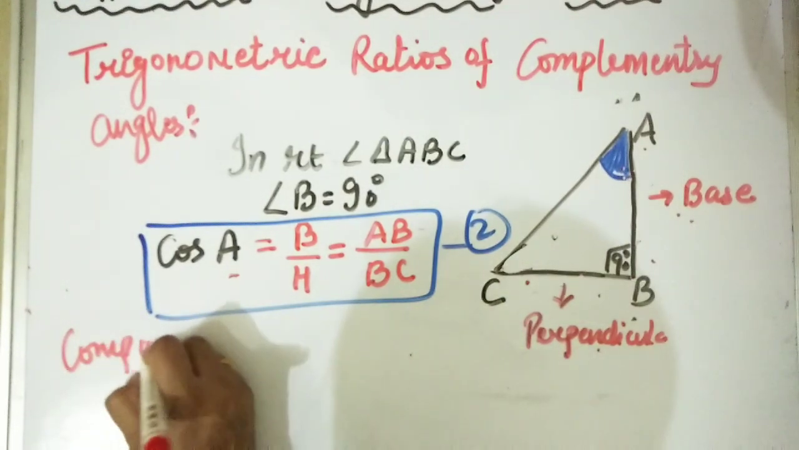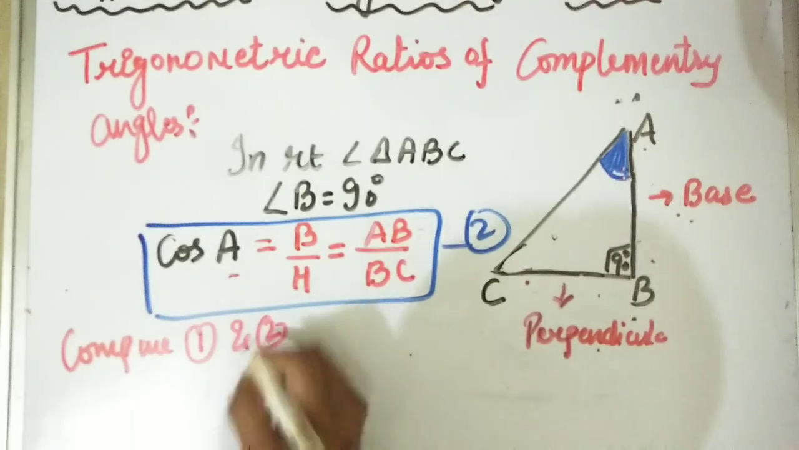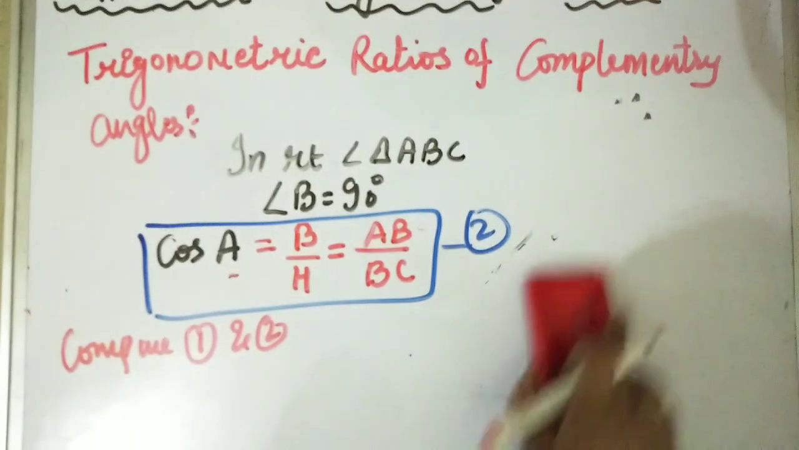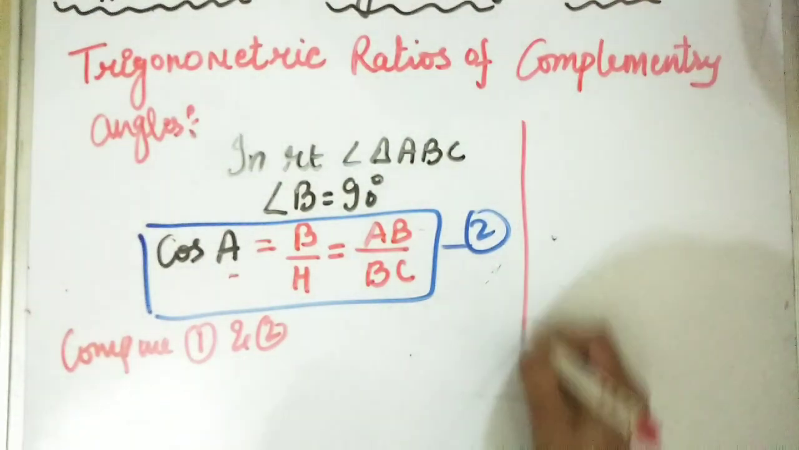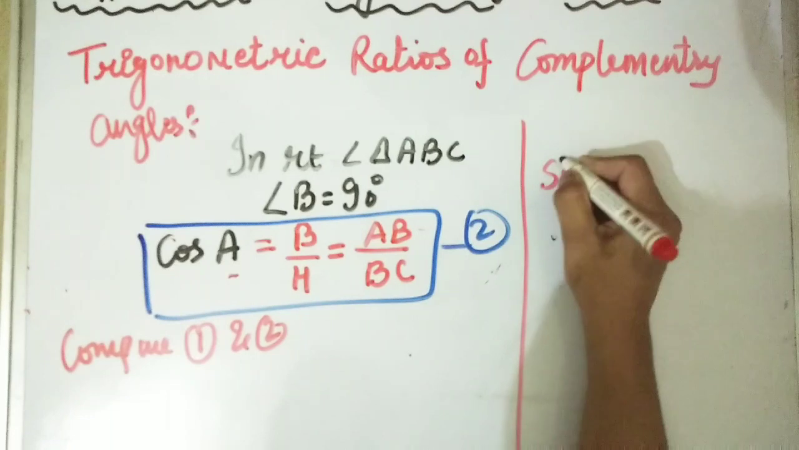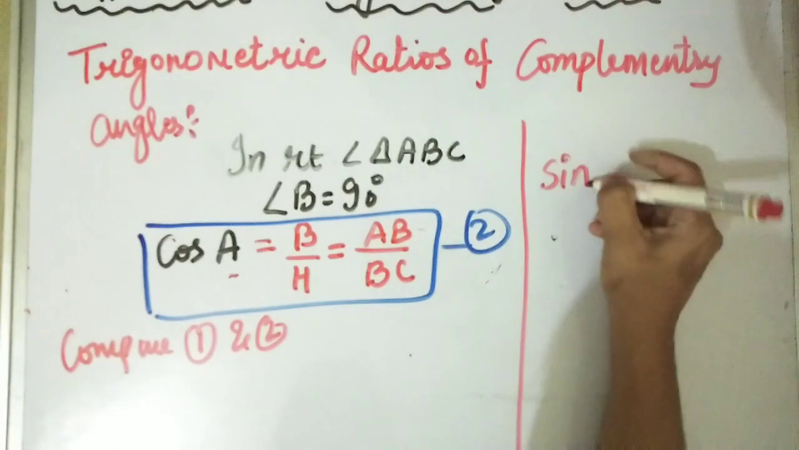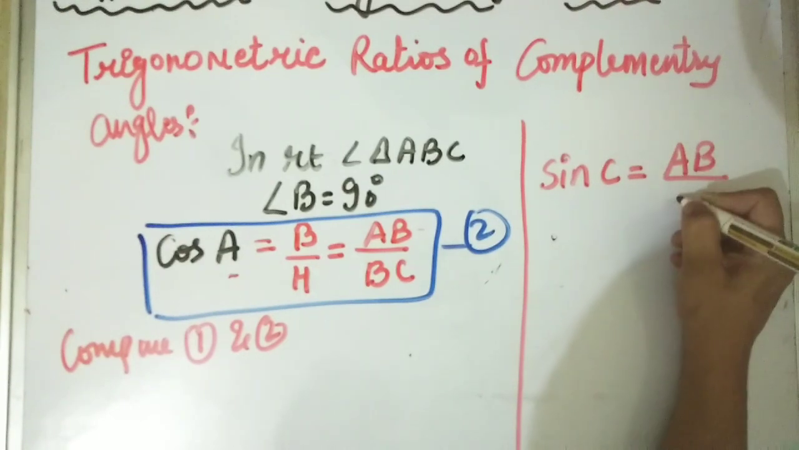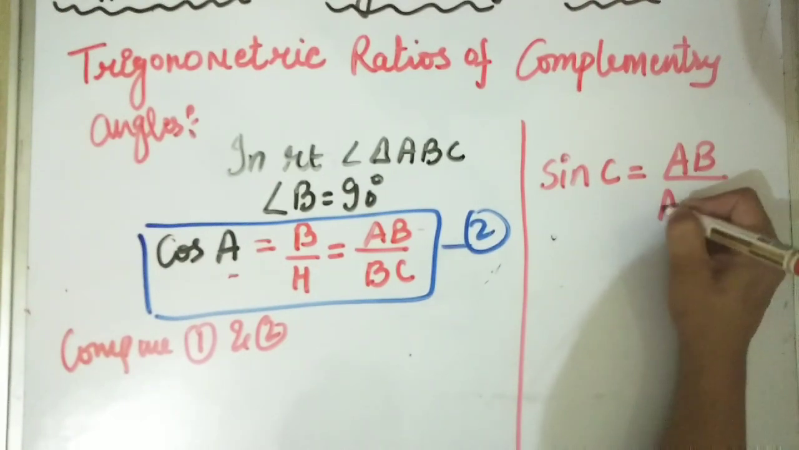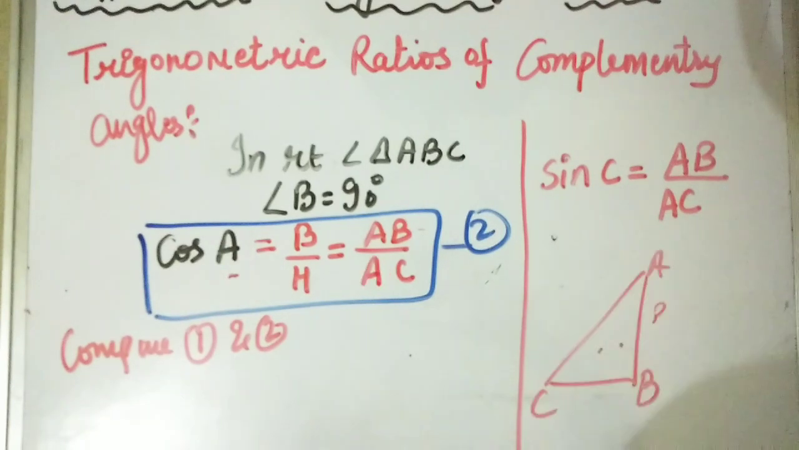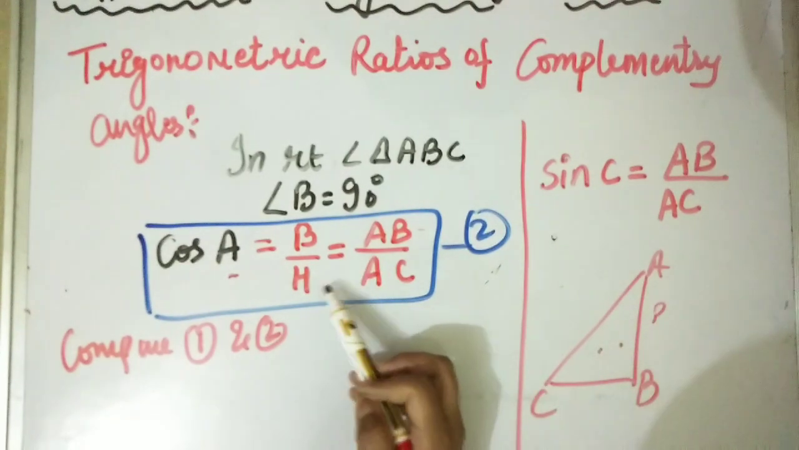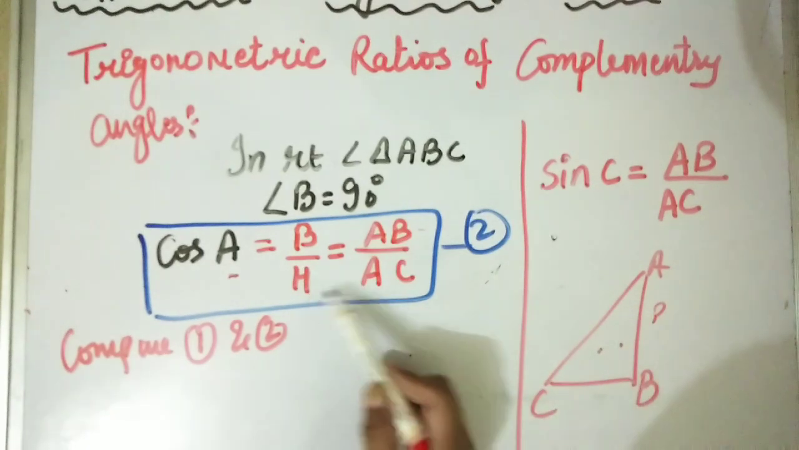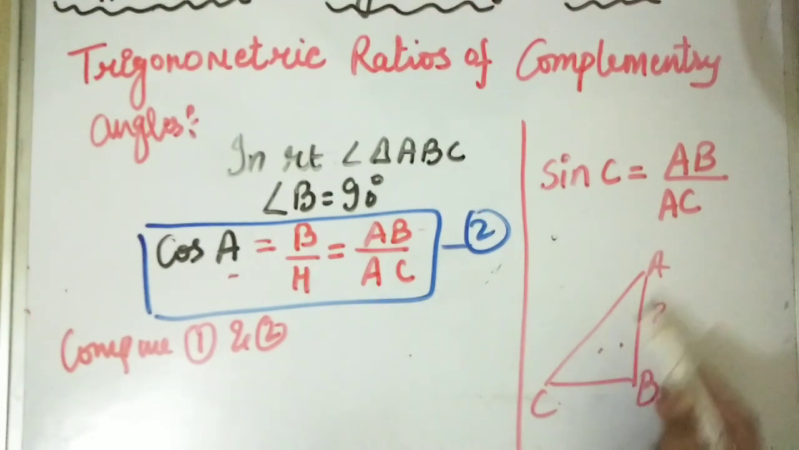Write down, compare 1 and 2. What will you get? You are getting a very important result here. A few minutes back, you have written sin C equals to AB upon AC. Wait students, there is one correction. H is AC. I have written BC, that is wrong. According to this figure, H is AC.